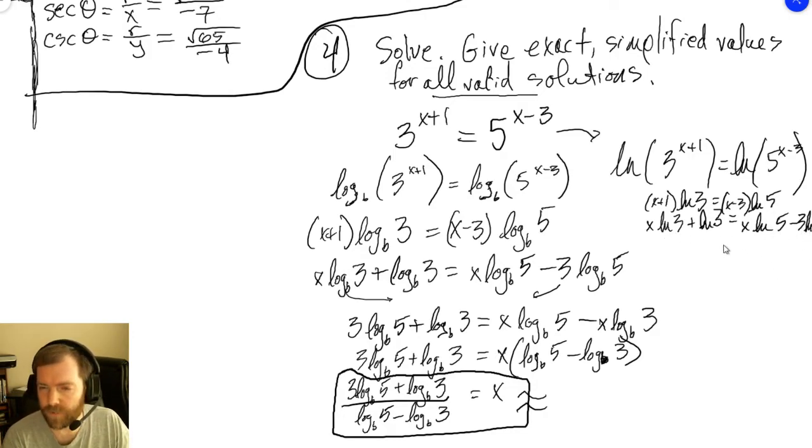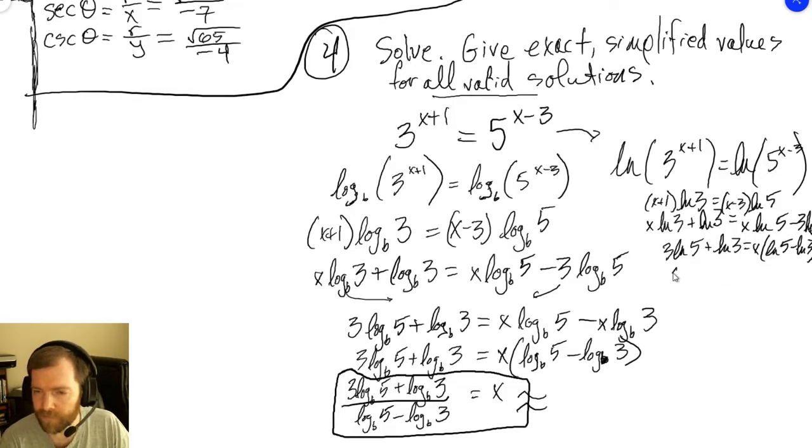And if we shift materials around, we get, again, 3 natural log of 5 plus natural log 3 is equal to x times the quantity natural log of 5 minus natural log of 3. X is therefore 3 natural log 5 plus natural log 3 divided by natural log 5 minus natural log 3.